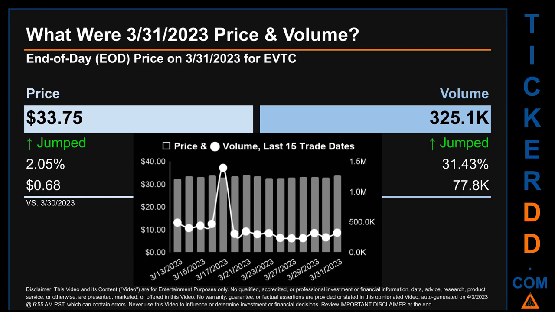Across a range of $1.88, the max and minimum end-of-day price were respectively 34.24 and 32.36. Volume saw a range of 1.2 million, from a day low of 232.1 thousand to a day high of 1.4 million.